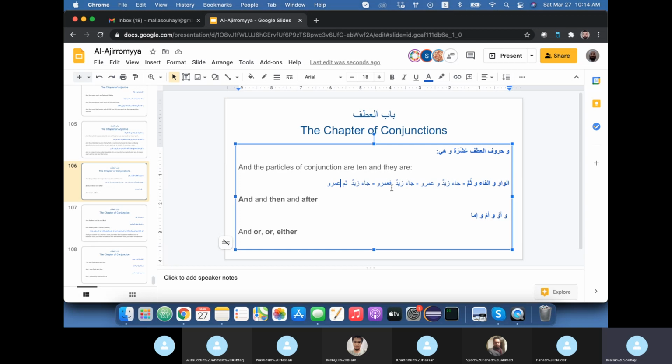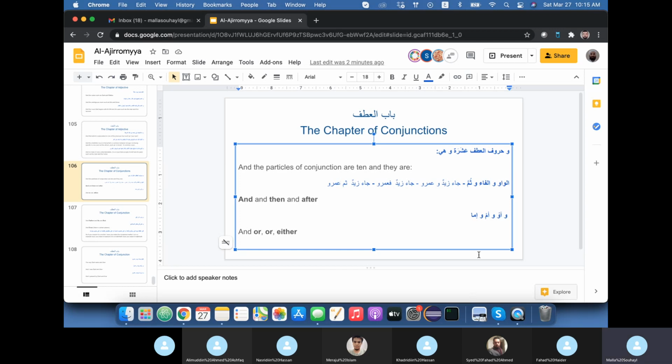So that's thumma. And then we have three other particles. وأو وأم وإما. And these are a special category of particles of conjunctions. They have the meaning of or. So the first one is or. The second one, also in English, it would be or, but I will explain the difference to you right now. And then the last one is either.